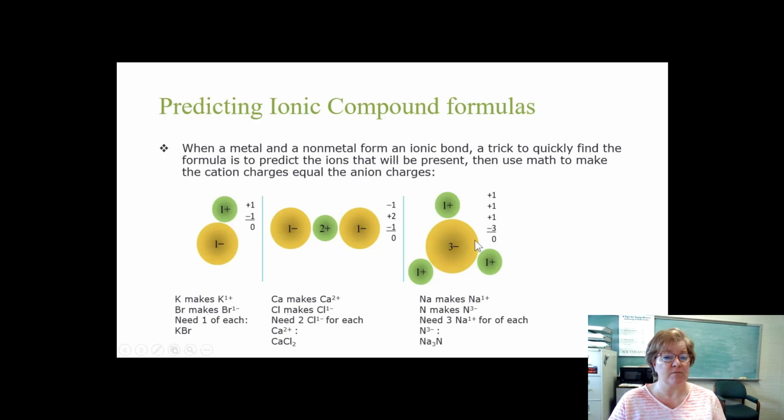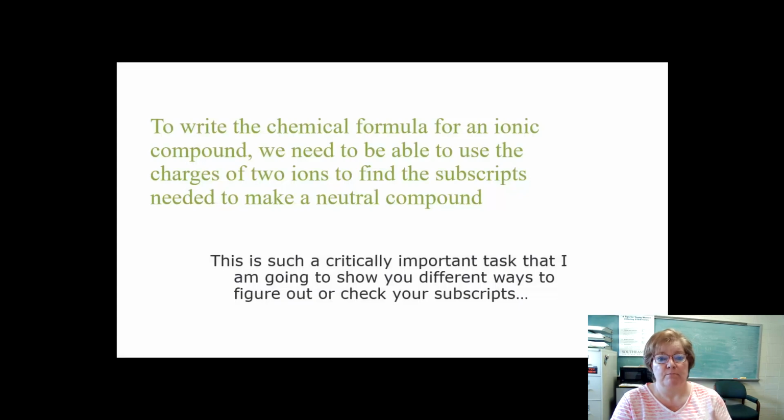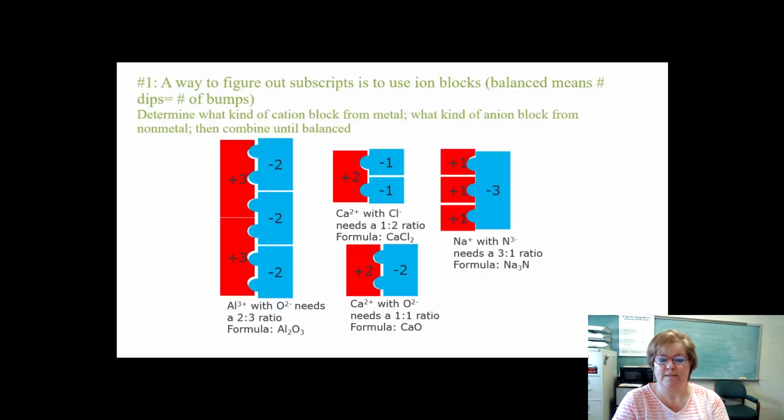And then if I had something like nitrogen, which makes a -3 ion because it's a group 15 nonmetal, and sodium, which is a group 1 metal, makes a +1 ion. Now this needs a 1-to-3 ratio. I need 3 of the sodiums with a +1 charge to cancel out that -3. So the formula for sodium with nitrogen would be Na3N. So we can use just figuring out the charges. I can draw them like this. But again, figuring this out is really important, so I'm going to show you a few different ways.